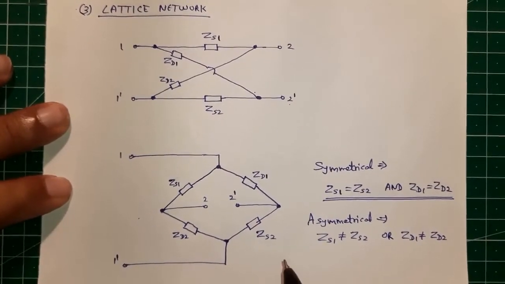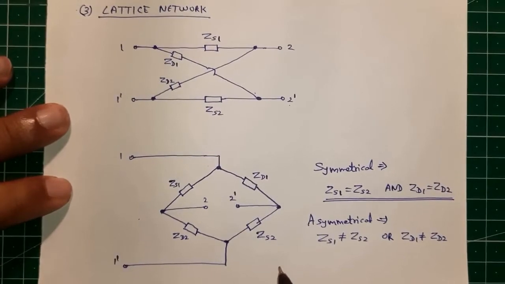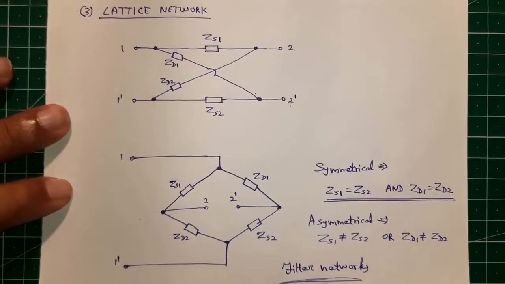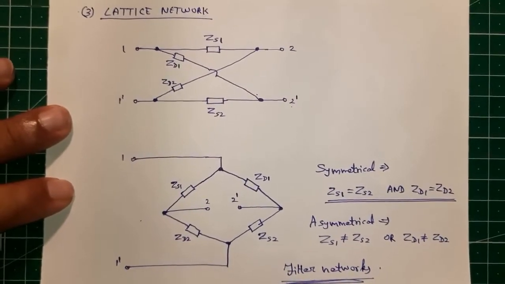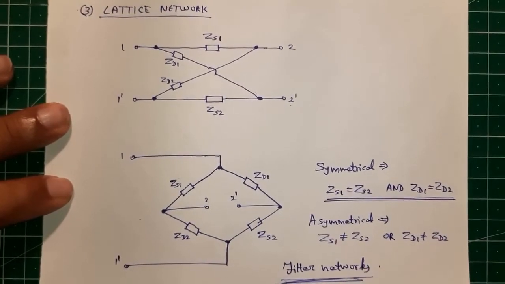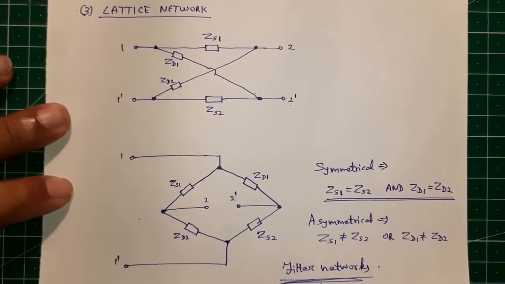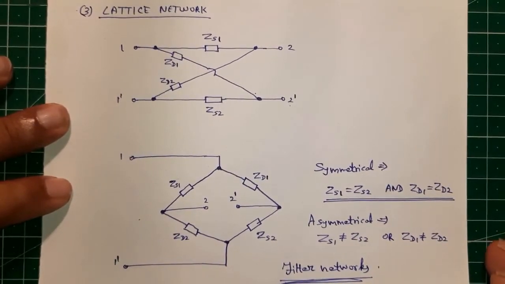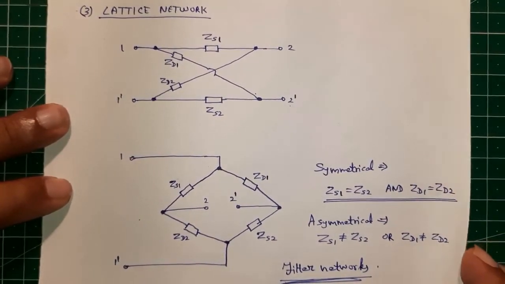So what is the application of a lattice network? It is for filter networks. T and pi networks are used for transmission line analysis. The lattice network is for filter representation, for designing filter networks, digital filters.